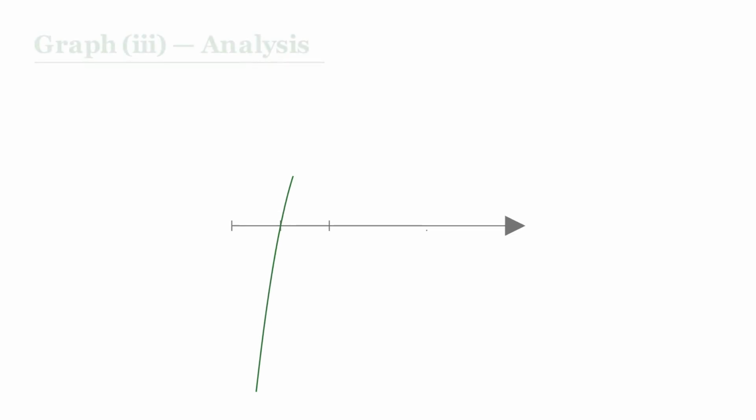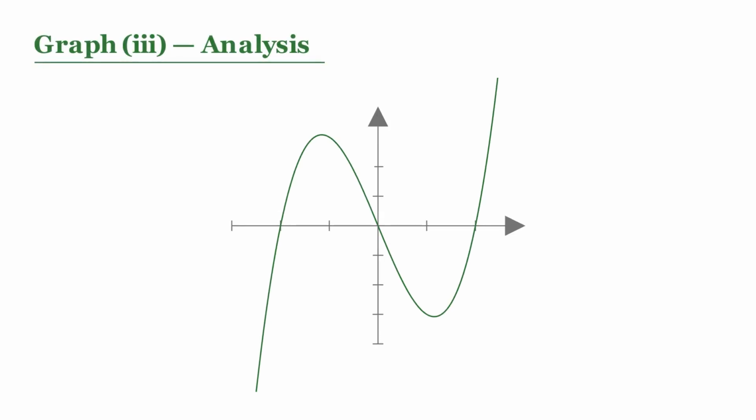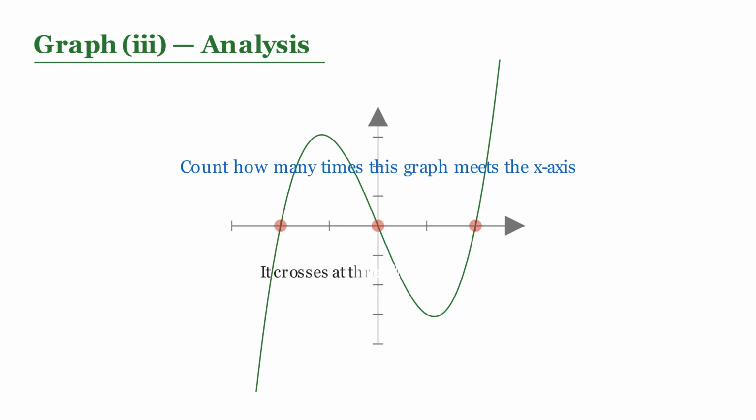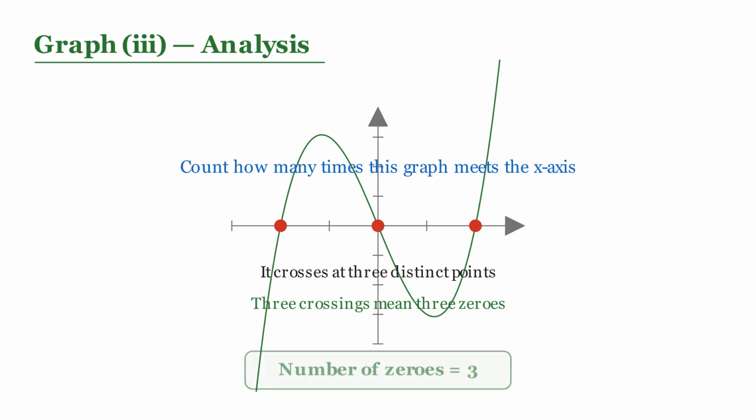Now let us analyze graph 3. Count how many times this graph meets the x-axis. Observe that it crosses at 3 distinct points. 3 crossings mean 3 zeros. Therefore, the number of zeros is 3.